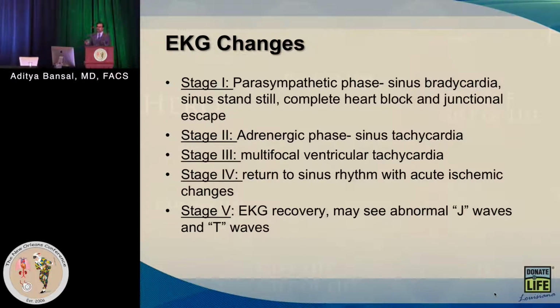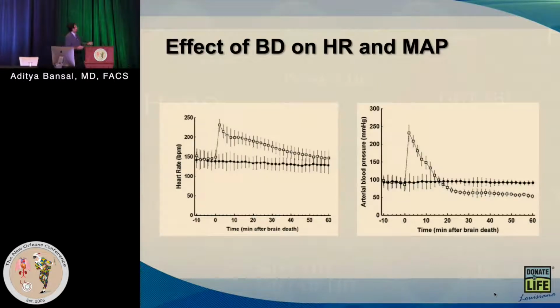And at stage 4, once all of those things have happened, we start to see return of the sinus rhythm, with some ischemic changes. As we talked about, cellular death can happen, sometimes resulting in no flow, so those ischemic changes can result. You may see EKG recovery with some abnormalities such as J waves and T waves. This is the effect of brain death on heart rate and mean arterial pressures, if you look at it.